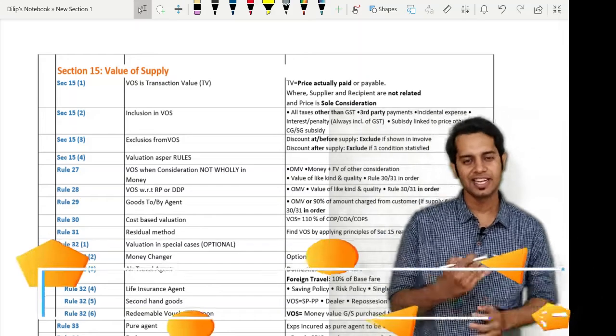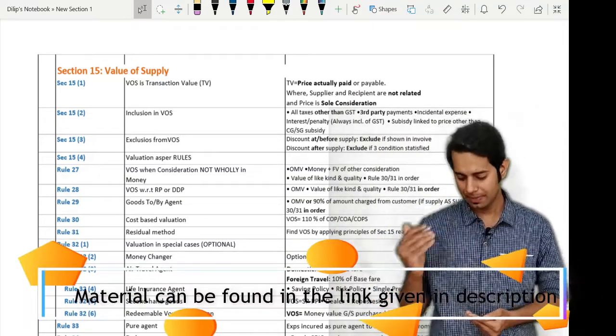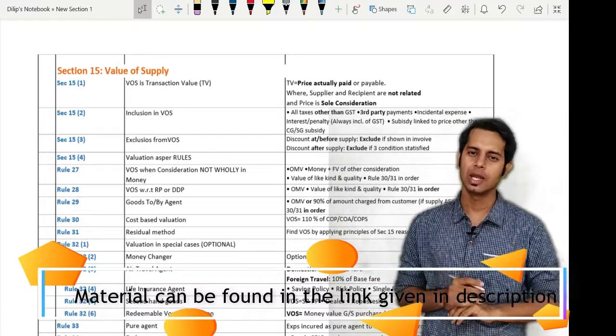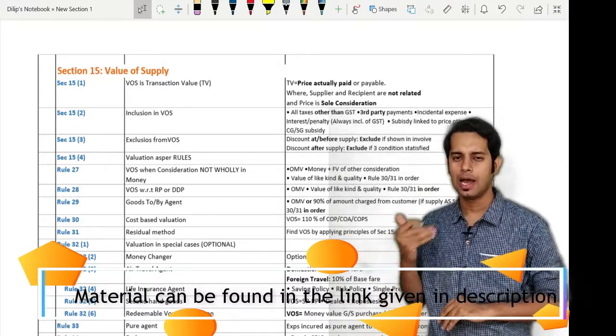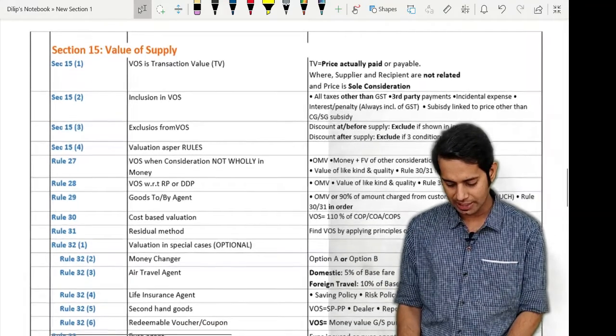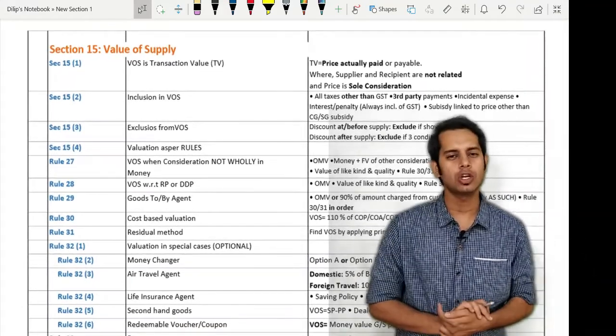Hi friends, let us continue our discussion with revision. Now we will be revising from section 15 till section 21, which is value of supply and rules of value of supply plus the input tax credit chapter. Okay, section 15 talks about value of supply.